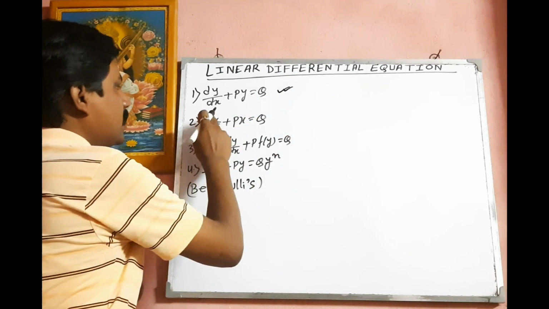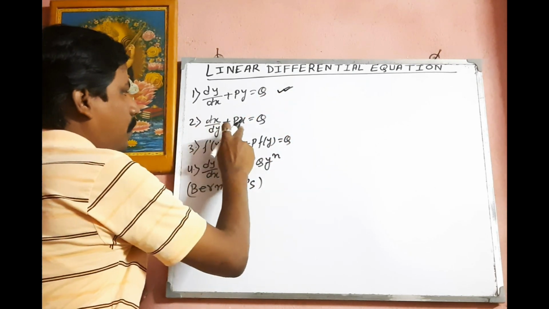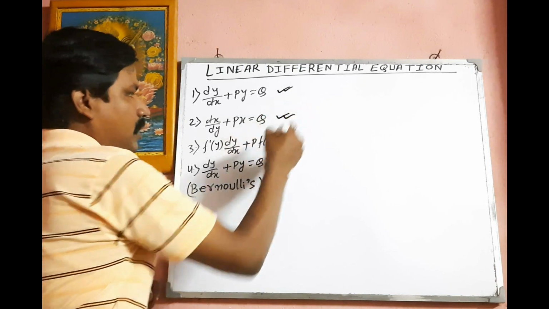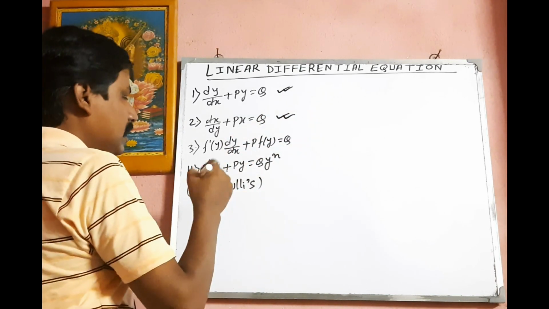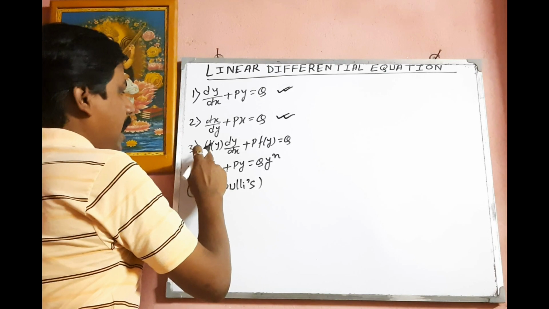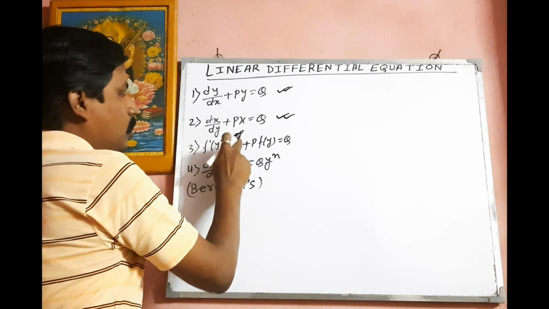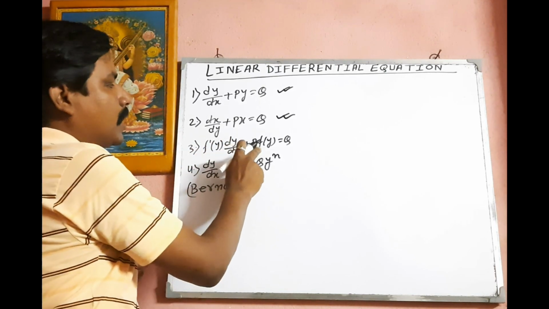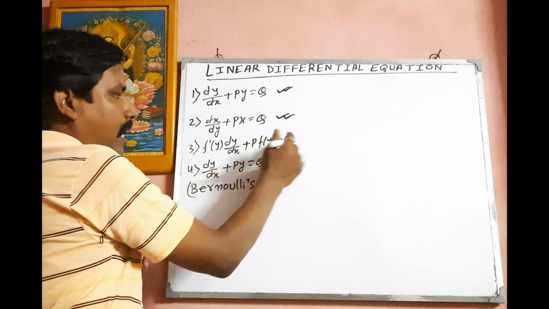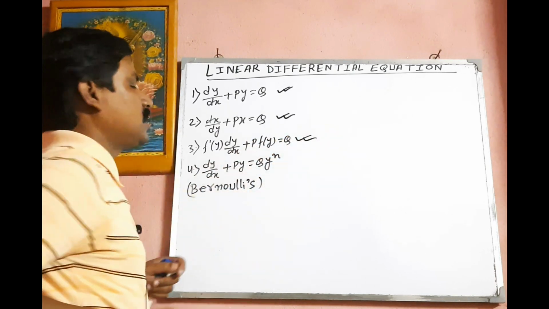And the second type is dx/dy + P(x) = Q. This is the second type. And the third type equation is f'(y) dy/dx + P f(y) = Q. This is the third type.